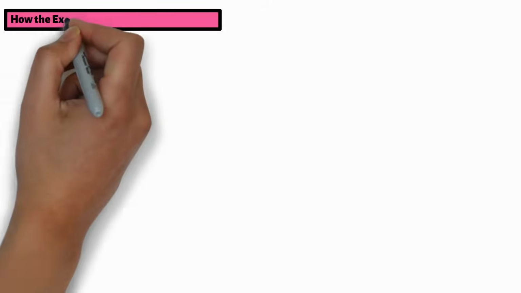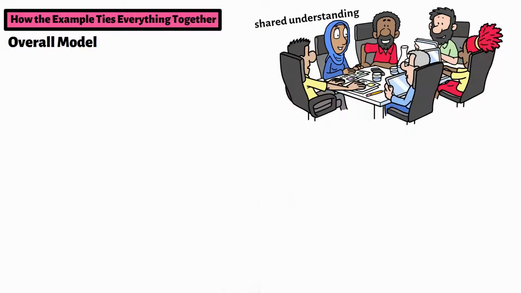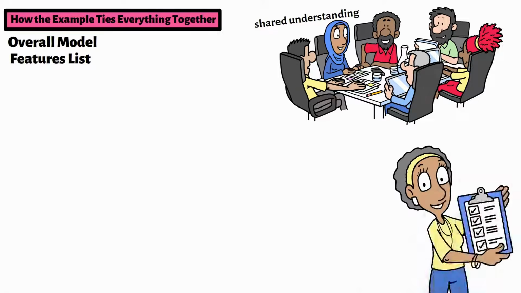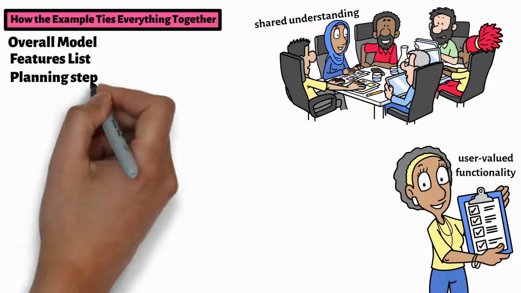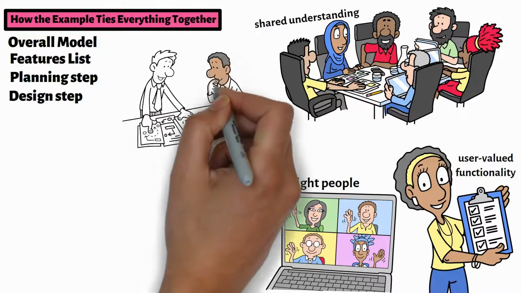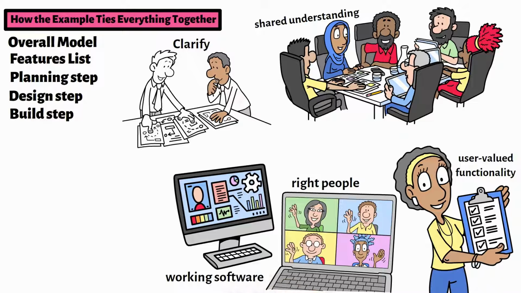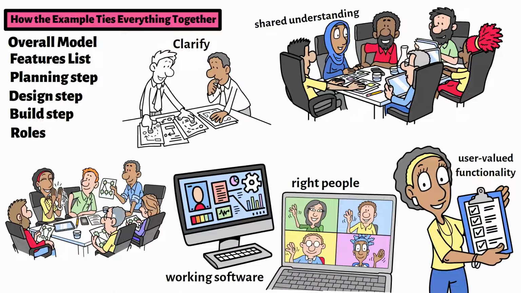This example demonstrates how all parts of FDD fit together. The overall model gives the team a shared understanding. The features list defines clear user-valued functionality. The planning step identifies the right people for each feature. The design step clarifies behavior before coding begins. The build step delivers working software in frequent increments. The roles ensure that responsibility, quality, and communication stay strong as the project grows. This creates a scalable and disciplined way to develop complex systems while still remaining agile.